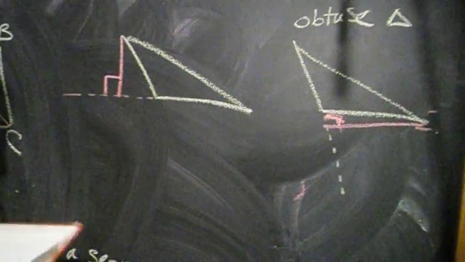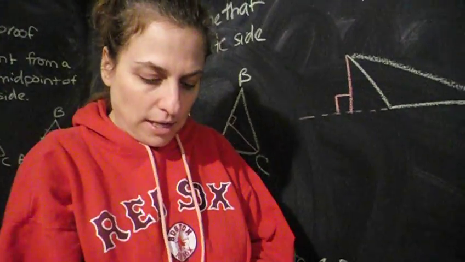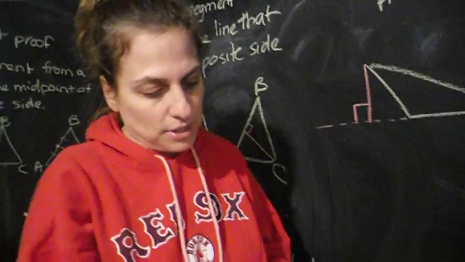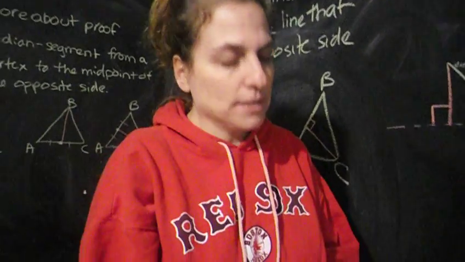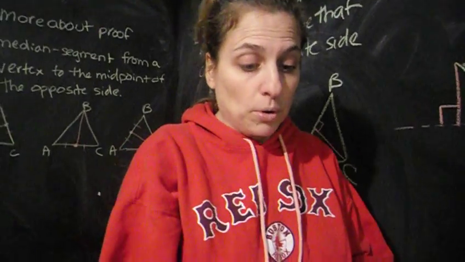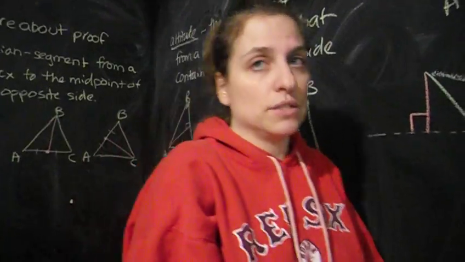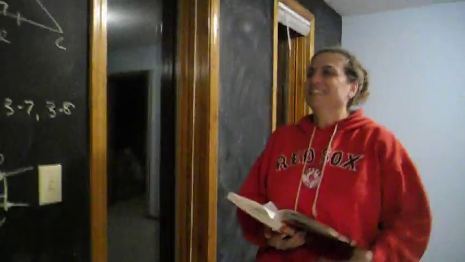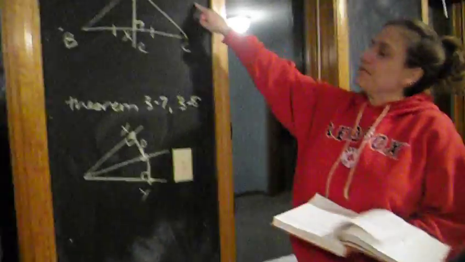So you are to put all these definitions in your book. Median, altitude, draw some pictures just like I did. Perpendicular bisector. We have 4 more theorems that you have to add to your book. Caitlin, you're so close. Sorry. Okay. Theorem 3.5 and 3.6.